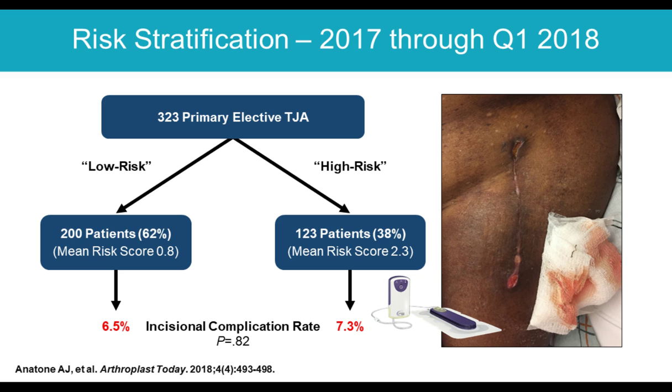So beginning in 2017, I started to risk stratify my primary hip and knee replacement patients into what I call the low-risk group that I continue to treat with my standard of care dressing, or a high-risk group that had a risk score of greater than or equal to 2. And in this group, I began using negative pressure therapy. And in doing this, I was able to bring that high-risk group's complication rate down to a statistically equivalent rate to the low-risk group, just by changing the dressing.